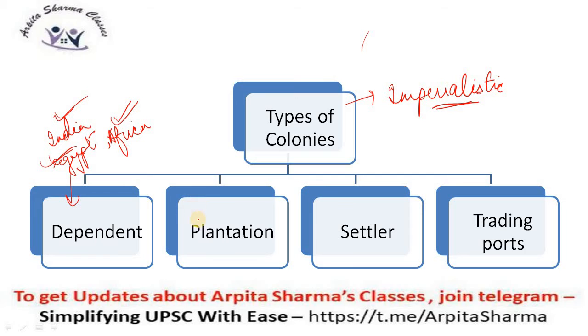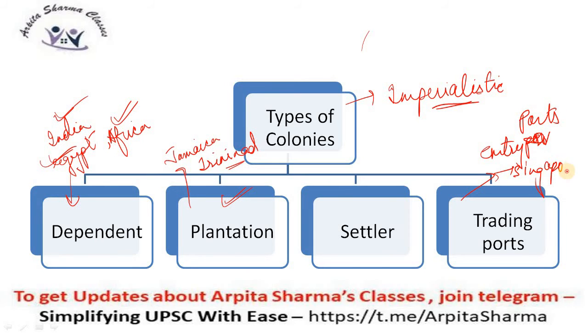Then the plantation colonies, for example, Jamaica and Trinidad, because they had plantation grounds. These were the regions which have plantations and also used to provide good labor. Hence, Fiji and Mauritius were the colonies which provided labor for the plantation sector. Then the trading ports. Trading ports like Singapore, Hong Kong, Macau were the areas which were entry points for the British that provided trade. So the examples could be Singapore, Macau, etc.